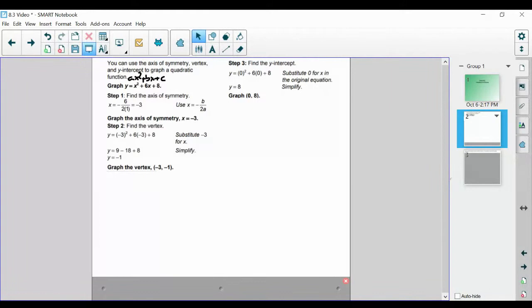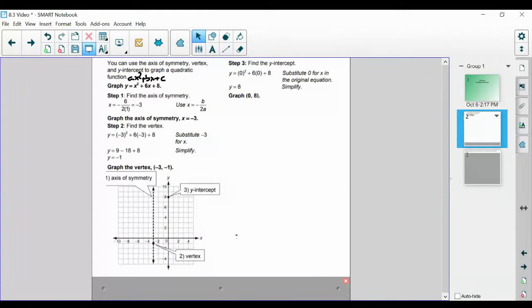So now in the bottom left of your screen is what we should have so far. We have our axis of symmetry going through x is equal to negative 3. We have our vertex of negative 3, negative 1. And we have our y-intercept of 0, 8. Now we're going to choose two x values that are on the same side of the axis of symmetry as the point containing the y-intercept. Notice how our y-intercept is over on the right-hand side of that axis of symmetry. So we're going to choose two values that are to the right of our axis of symmetry.